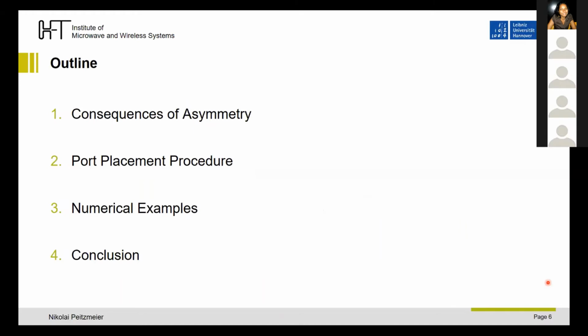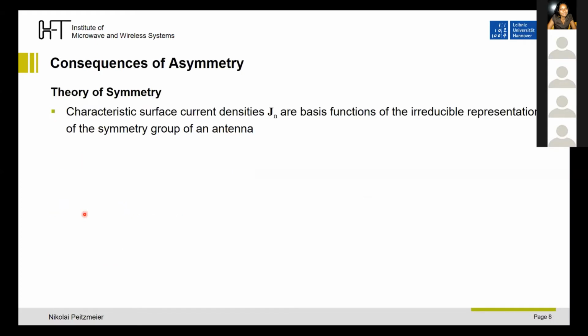So this is the outline of this presentation. We will have a closer look at the consequences of the antenna asymmetry on characteristic modes. Based on this, we will propose a port placement procedure, which will be illustrated by some numerical examples. So let's begin with some theory.